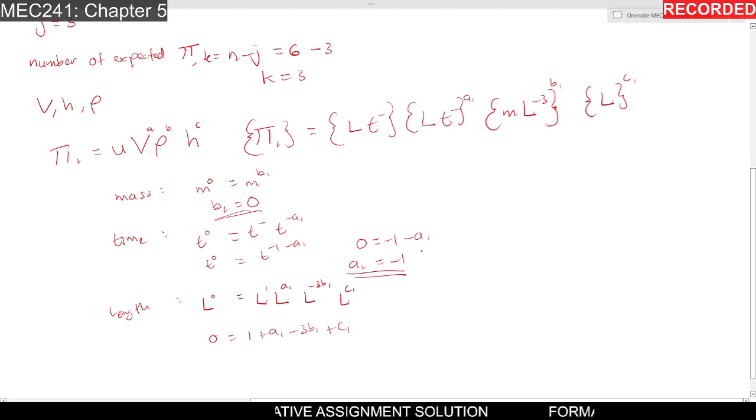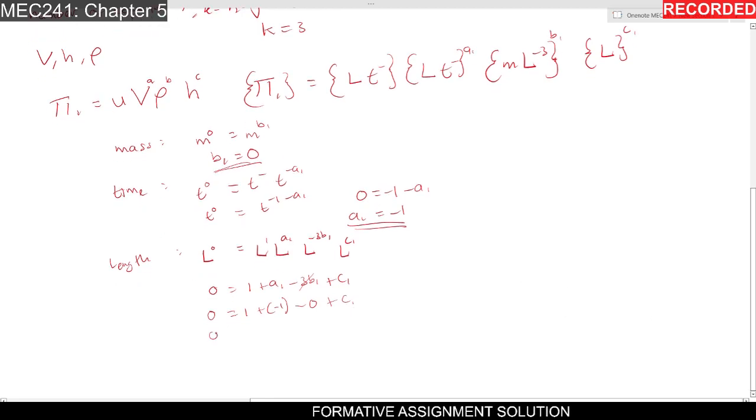So we substitute all the information that we have for the value of b1 and a1. Then 0 equal to 1 plus a1, which is minus 1, times 3b1 which is 0, so this one can be cancelled off, so just 0. And then c1 we are going to find right now. So 0 equal to 1 minus 1 minus 0 plus c. So 1 minus 1 is 0, minus 0 is 0, so c equal to 0.